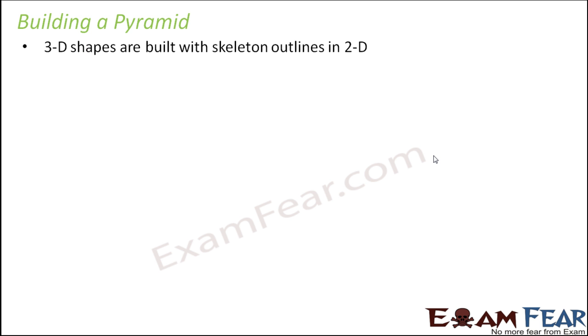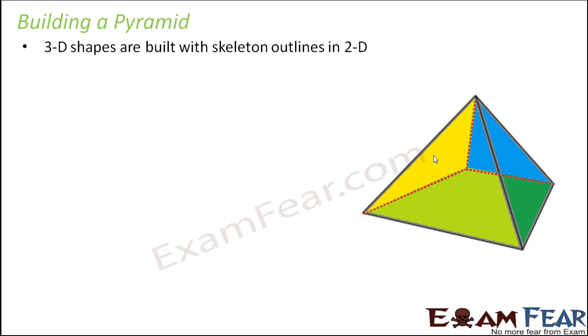Now, as we discussed, the three-dimensional shapes are actually formed from two-dimensional shapes. Is that true for a pyramid as well? Well, yes. The three-dimensional pyramids are also built from skeleton outlines in 2 dimensions. For example, when you look at this pyramid, which has a quadrilateral base and 4 triangular faces, it has a total of 5 faces, 1 quadrilateral and 4 triangles.